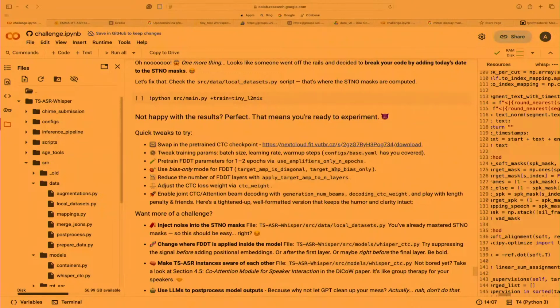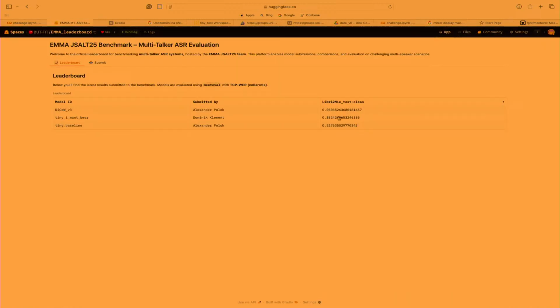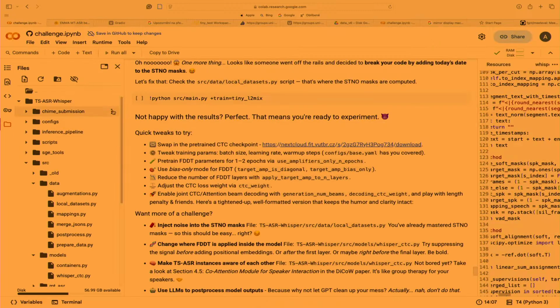Yeah. So once you do that, you can start the training. You should see that after about 200 steps, it will start decoding on the toy set that we made. And you should see something like 0.8 tcpWER, then 0.6, then 0.5. And eventually, after about 1,000 steps, you should get to something like 0.4 if you do these fixes. But if you check the leaderboard, there is 0.38, so you should do something more to beat that. So here are the things that you can do.